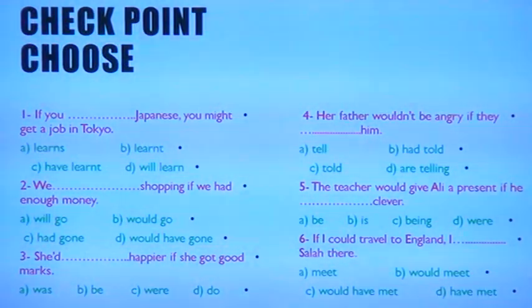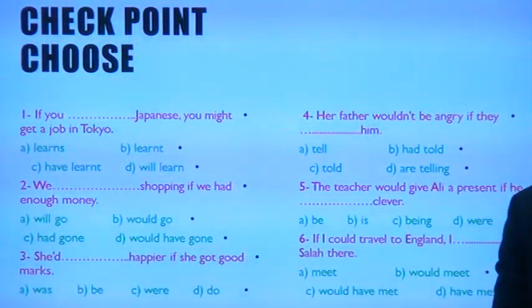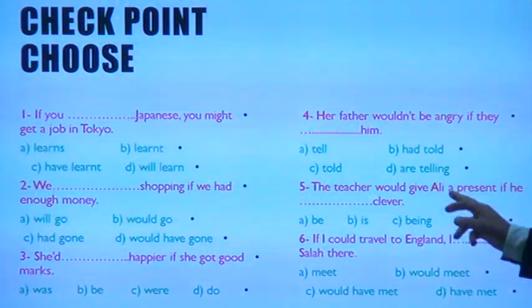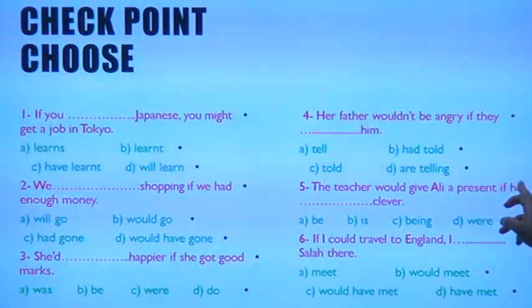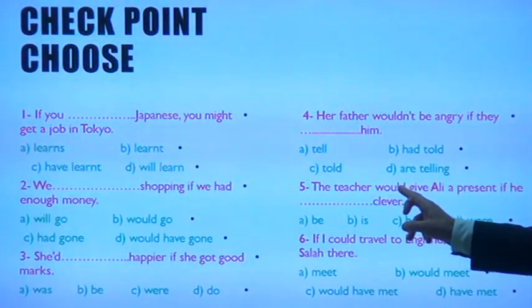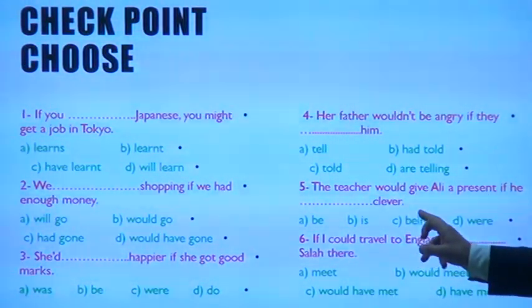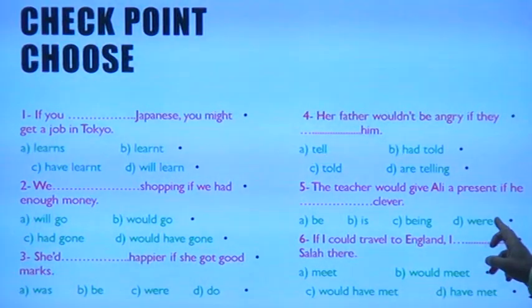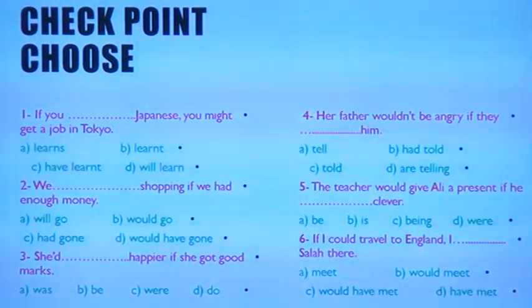Number 5. The teacher would give Ali a present if he ___ clever. Here I'm having if in the middle of the sentence. So here I need past simple were. Okay? The last one is number 6.